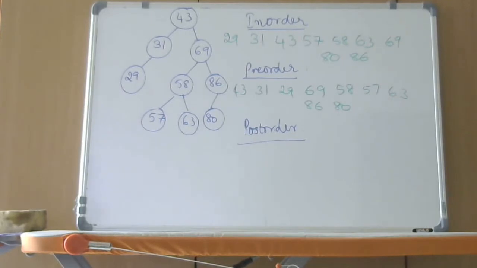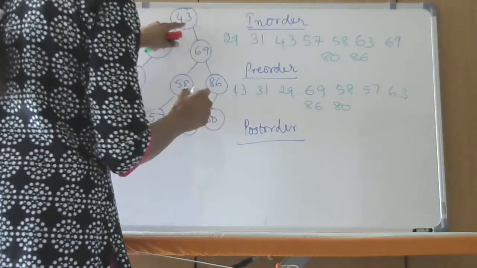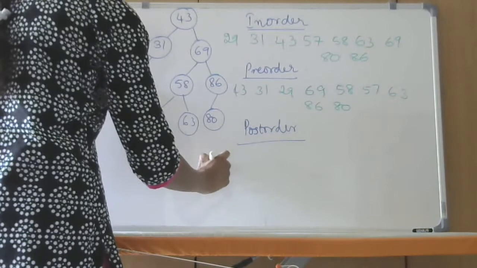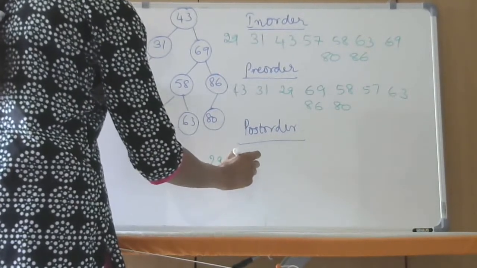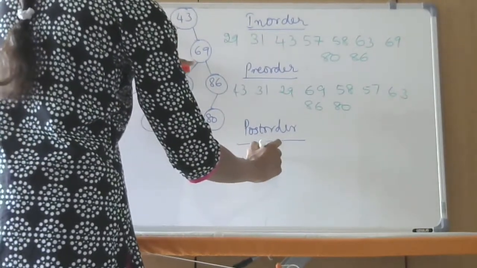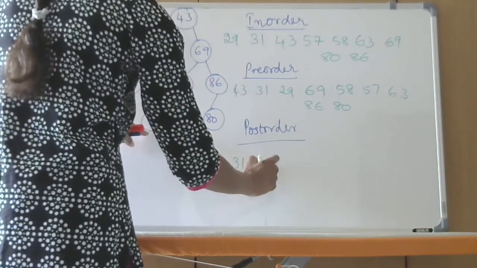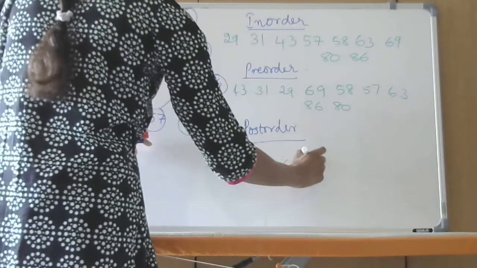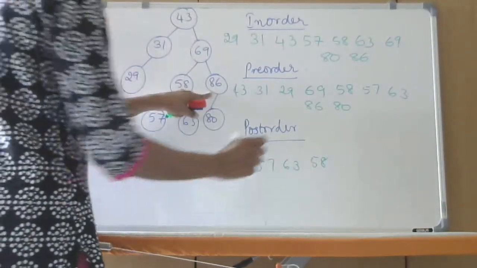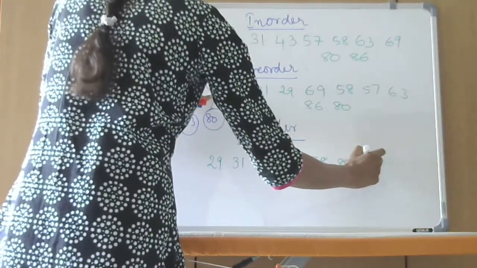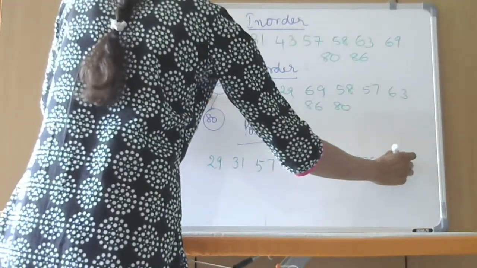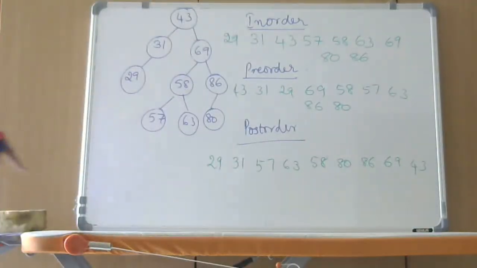Okay, next post-order: left, right, root. So this is root, left again, no right. So 31, no right. So right I will come. Again here left, right, root. Left is 57, right is 63, root is 58. Right I will come again. Left is 80, no right. So root is 86. 69 is the next root. Then 43. Okay. 29, 31, 57, 63, 58, 80, 86, 69, 43.